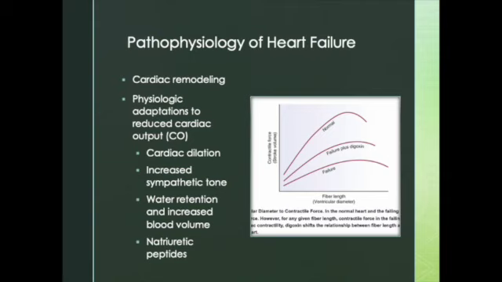Now, we will see water retention and increased blood volume. And this retention results from two different mechanisms. First, this reduced cardiac output will cause a reduction in your renal blood flow. This is going to decrease your GFR, or your glomerular filtration rate. Well, what is going to happen to your urine if your GFR is decreased? Your production of urine is also going to be decreased, leading to retained water.